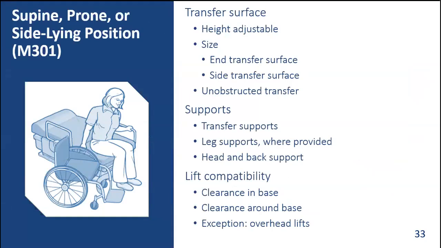Section M301 is broken up into the following subsections. We first begin by identifying technical requirements of a transfer surface, including height adjustability, a minimum size compliant with either an end transfer or side transfer, and an unobstructed transfer surface. There are also requirements for supports, which include transfer supports, leg supports where stirrups are provided, and head and back support if used in a reclined position. Equipment should also be lift compatible, which includes clearance in base or clearance around base. There is also an exception to use an overhead lift in certain circumstances.